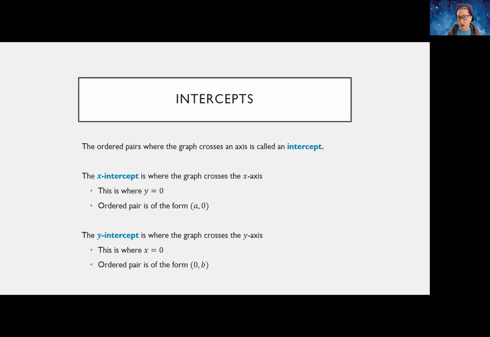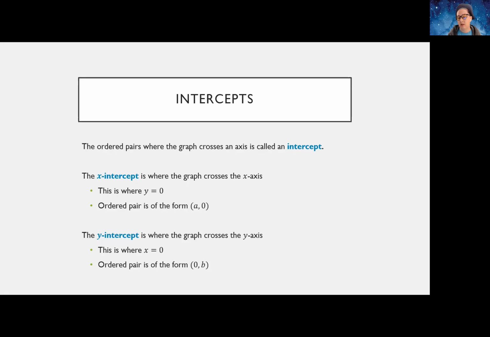Now, another important concept is intercepts. These are the locations where your graph crosses your x or y axis. If it crosses the x-axis, it's an x-intercept. If it crosses the y-axis, it's a y-intercept. These are also important and related to horizontal and vertical lines because they have intercepts.